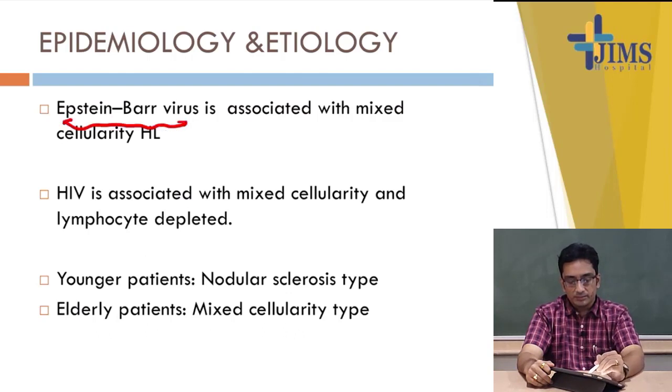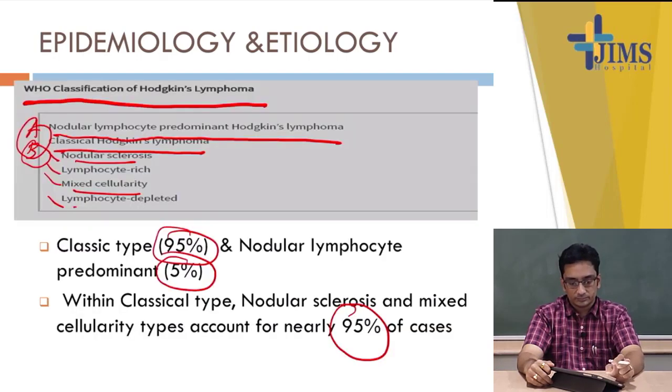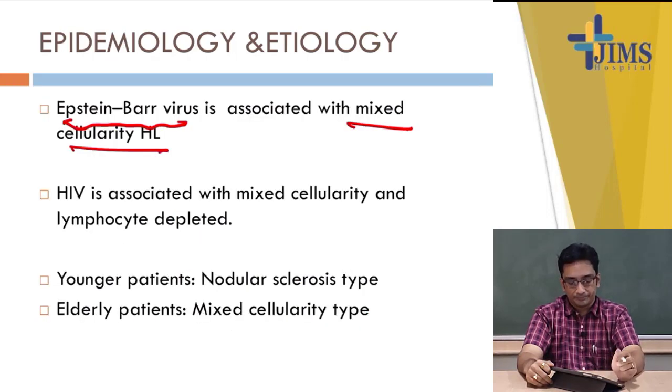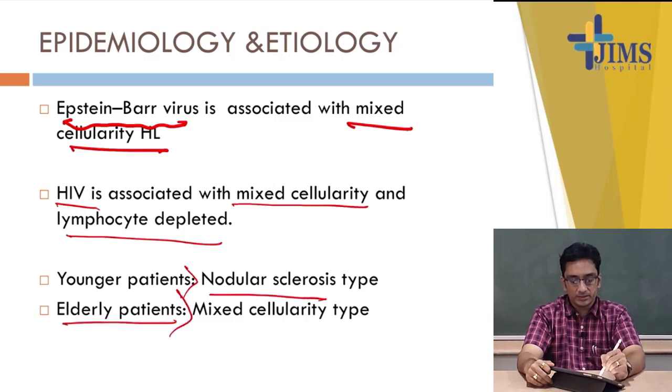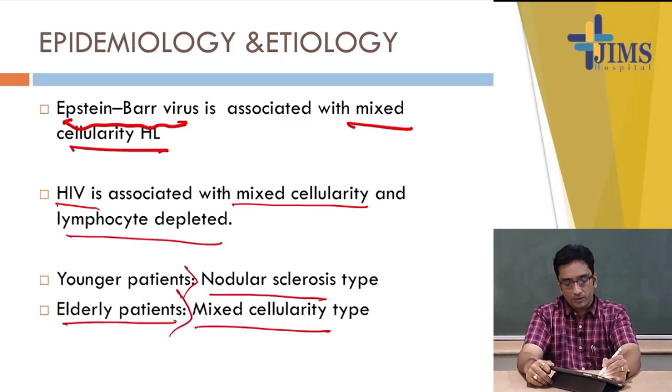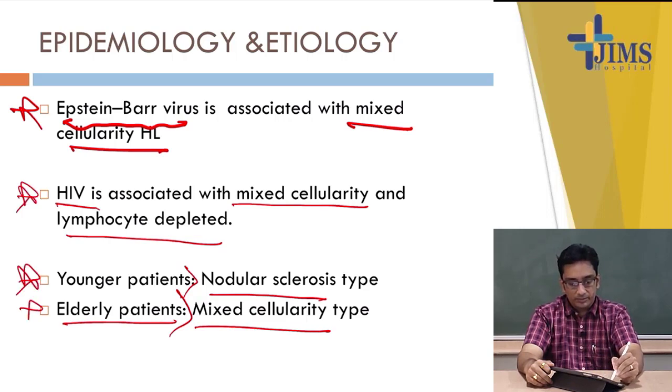EBV, the Epstein-Barr virus, is associated with mixed cellularity, which is one of the commonest types of the classical type. HIV is associated with mixed cellularity and lymphocyte depleted. Younger patients mostly have nodular sclerosis, while elderly patients have mixed cellularity. All of these points are very important for your MCQ exams.